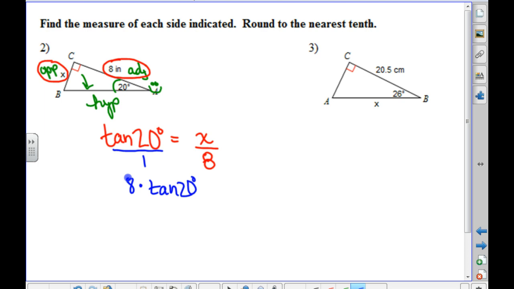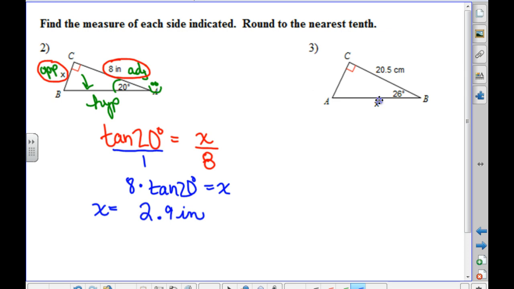What mode do you think our calculator had better be in? Degrees. Okay, we need to put our calculator in degrees. Then we type 8 times the tangent of 20. I got 2.9. Anybody else? Okay. It says round to the nearest tenth, and it is inches. So we found x. Did I lose anybody on that one? Everybody remembers their right triangle trig?